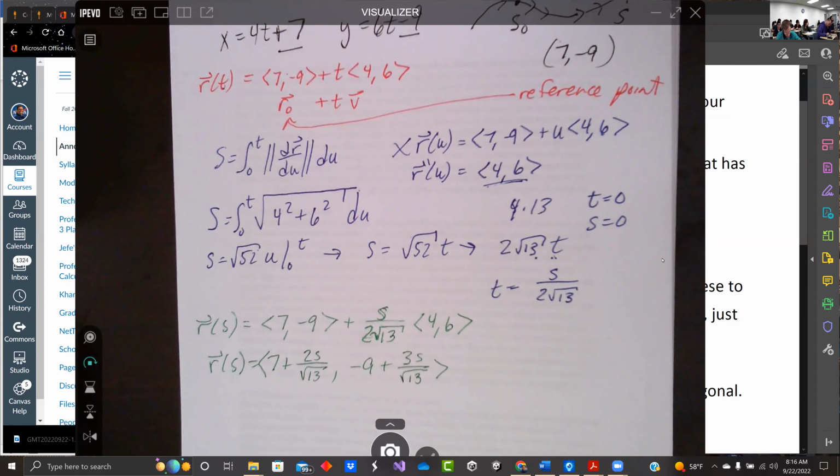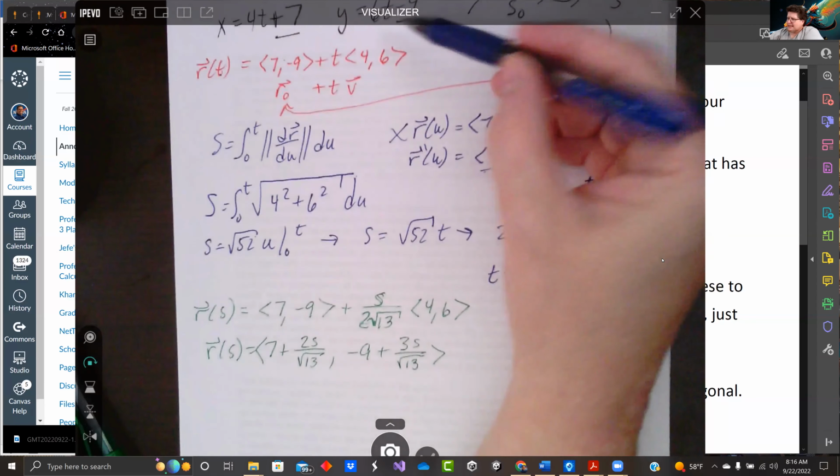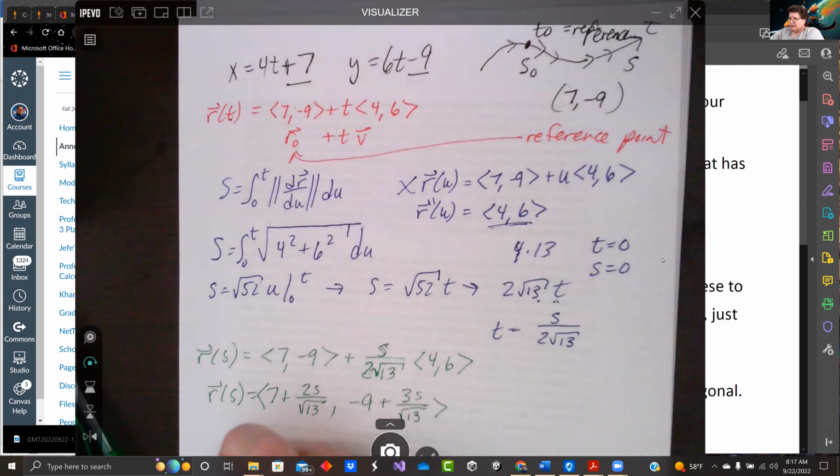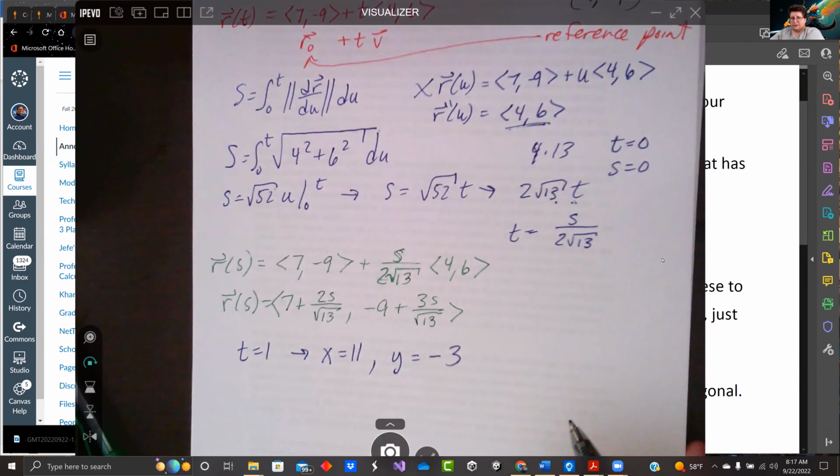So our initial reference point was already basically baked into the parameterization function. Is that always going to be the case? No, you might want to start at a different point. In terms of the test, it will be. I didn't change the reference point in terms of the test. But to answer your question a little better, what if t equals 0 gives 7 and negative 9? What would t equals 1 give? T equals 1 would give me x equals 11 and y equals negative 3 when I plug those in.